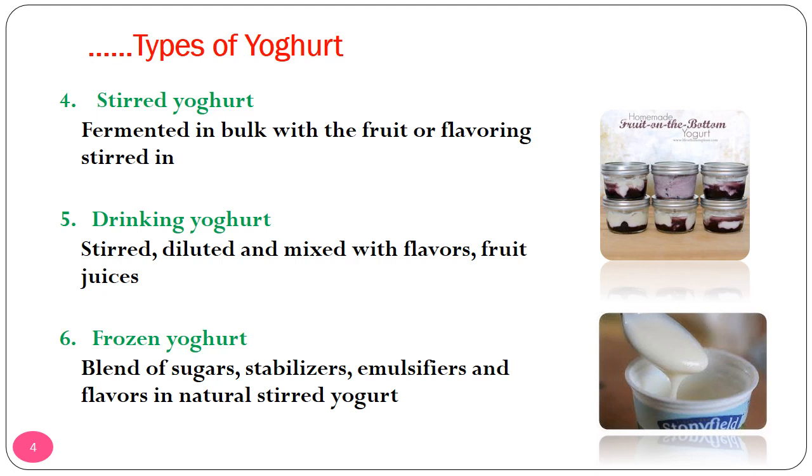And then there is the last one, the frozen yogurt. This is a blend of sugars, stabilizers, emulsifiers and flavors in natural stirred yogurt. So these are a very selected few types of yogurt. There are many other varieties which we have not included here.